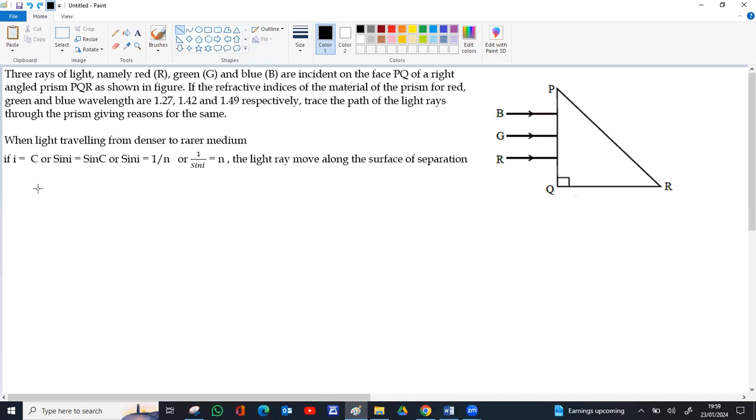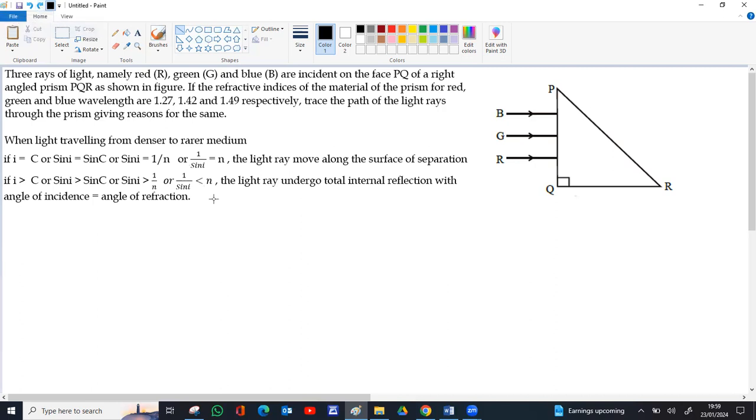If I is greater than C, sin I will be greater than sin C. Replacing sin C by 1 by n, sin I will be greater than 1 by n. Taking the reciprocal, the inequality changes sign, so 1 by sin I will be less than n. In this particular case, if I is greater than C, the light ray undergoes total internal reflection with angle of incidence equal to the angle of reflection.